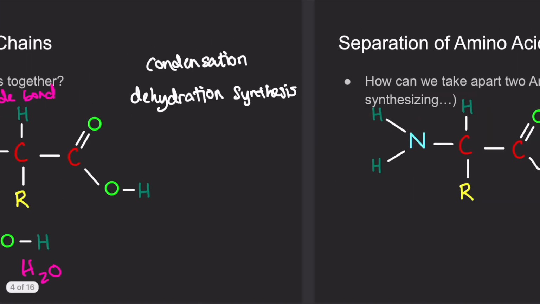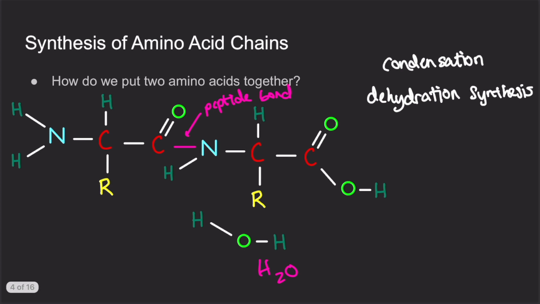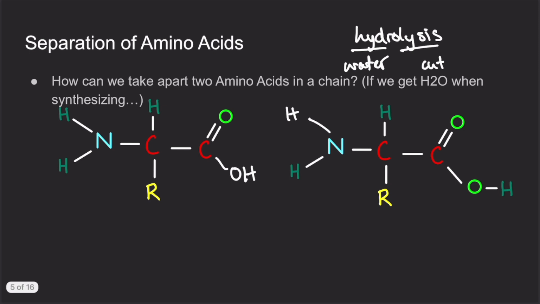So when we want to make a chain, we use a condensation or a dehydration synthesis reaction. This removes water. To separate them, we add water. So we're going to add H2O, and that'll separate the two amino acids apart. Like I said, this is called hydrolysis.